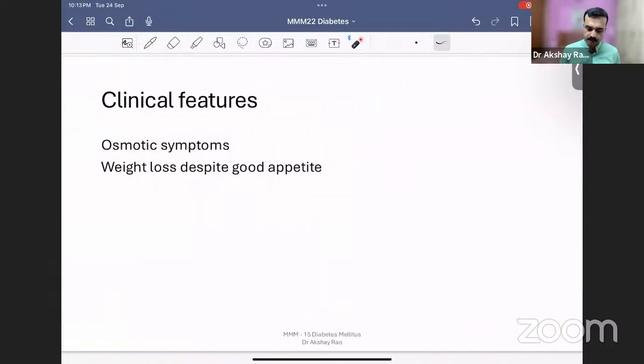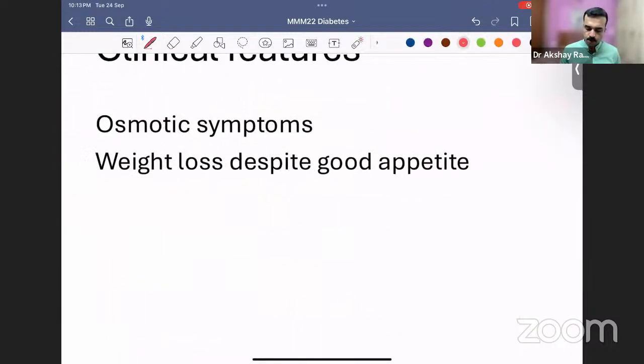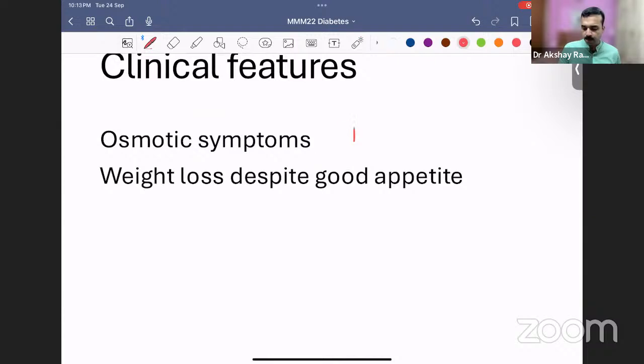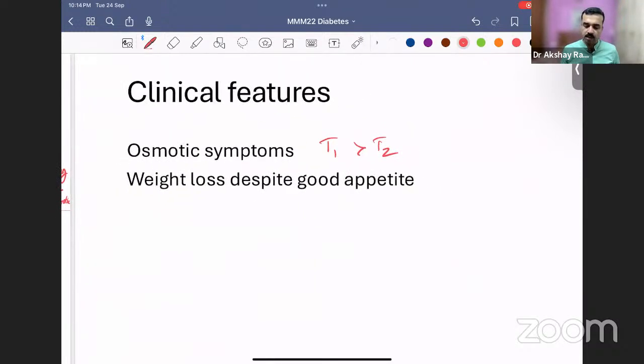Right. Clinical features, I told you. Osmotic symptoms, much more common in type 1, rare in type 2. If type 2 diabetes patients have developed osmotic symptoms, they're probably very advanced type 2 diabetes mellitus. Beta cells have gotten burnt out. Glucotoxicity has destroyed all the beta cells. Now their insulin level is coming down. They're behaving like type 1 diabetes. They will require insulin treatment.